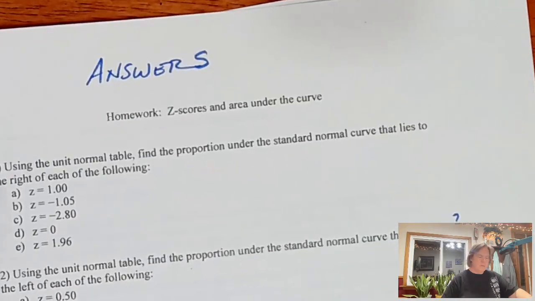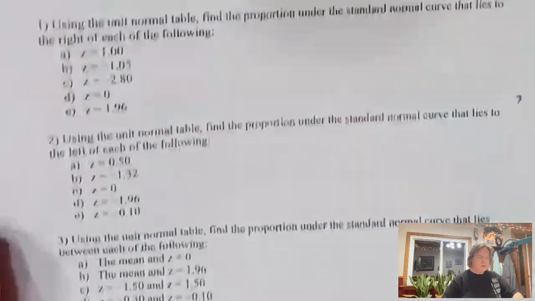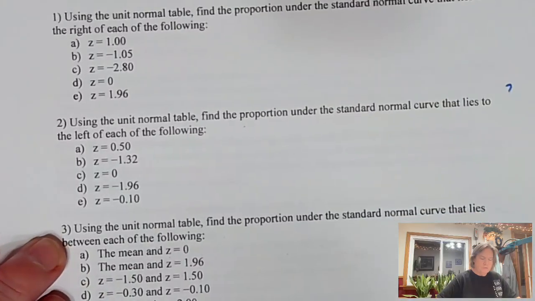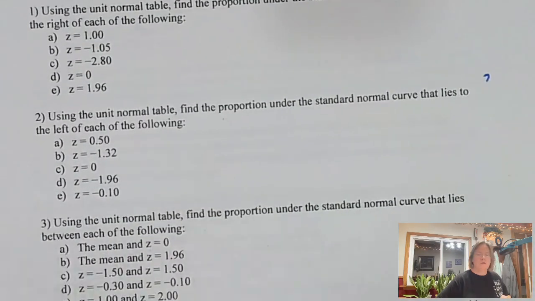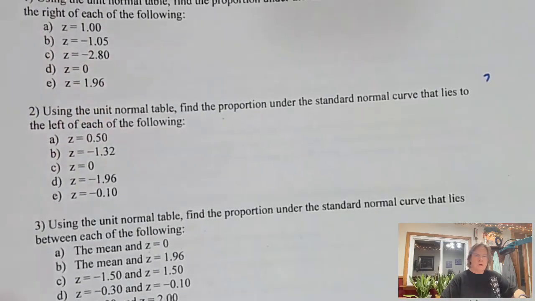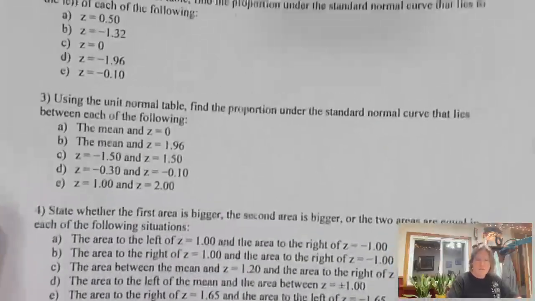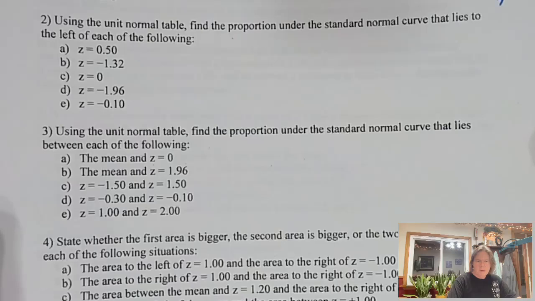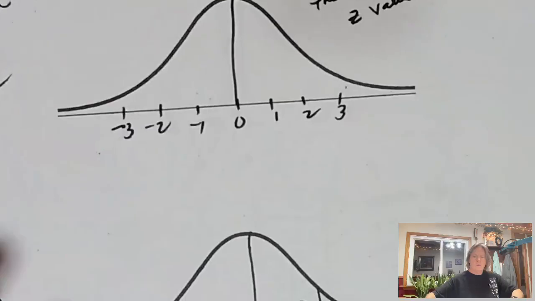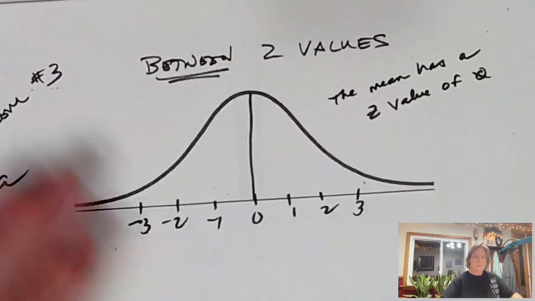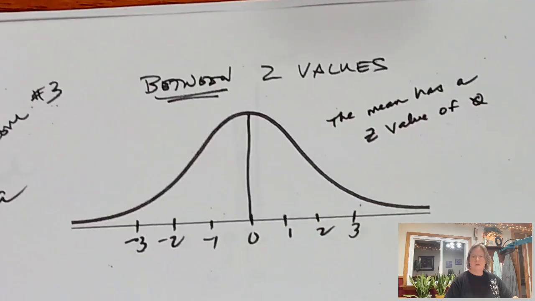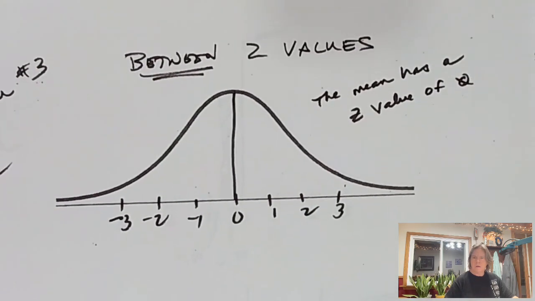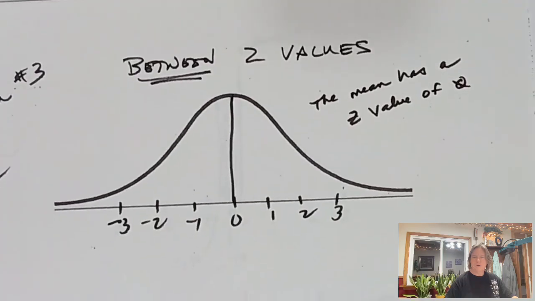All right, here's problem number 3. Problem number 3 says, using the unit normal table, find the proportion under the standard normal curve that lies between each of the following. So you've got 5 of those. I've set it up the same as I had done the others, where for each one I look at the area between two values, and the mean has a z value of 0 still.